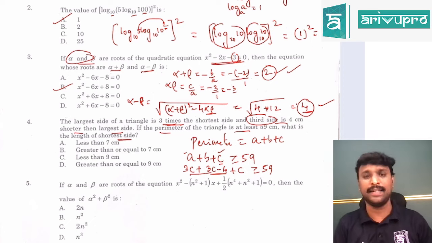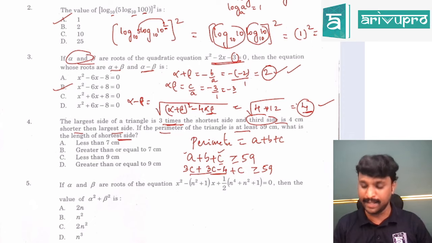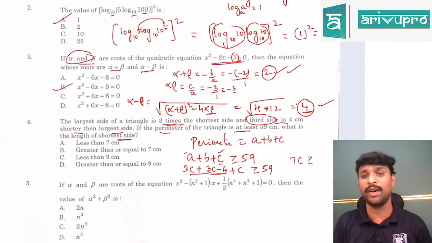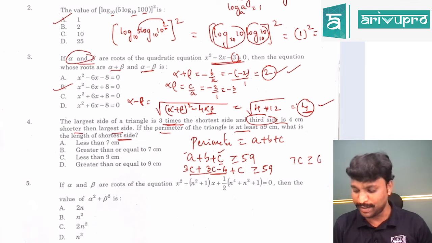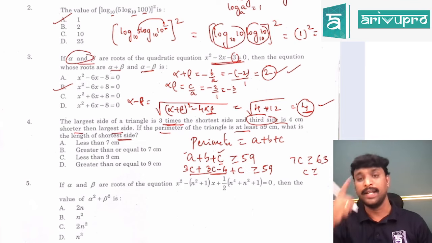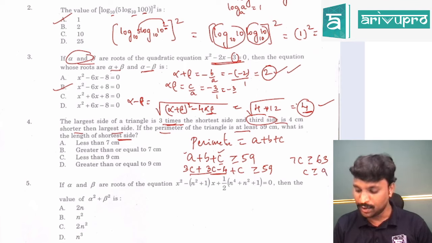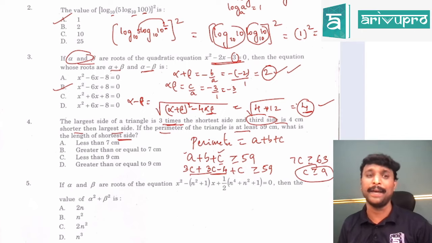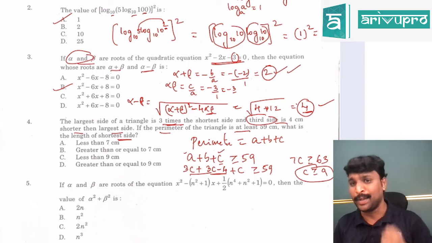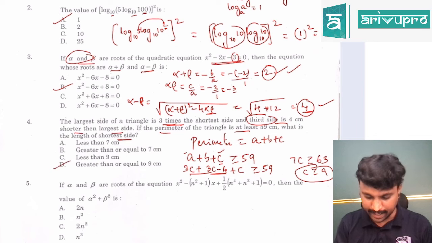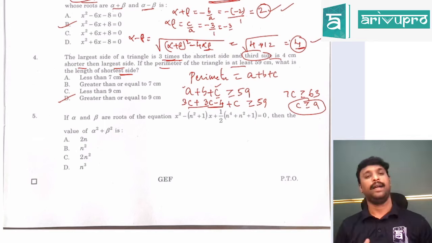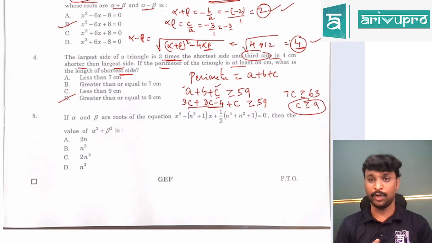Guys, 3C plus 3C is 6C, 6C plus 1C is 7C greater than or equal to 59 minus 4. See, the minus 4 taken to the right hand side becomes plus 4. So 59 plus 4 is 63. So C is greater than or equal to 63 by 7, which is 9. So the shortest side must be greater than or equal to 9, or rather you can say at least equal to 9. So clearly they have said greater than or equal to 9 centimeters. So that's the right answer. That is option D. Move on to the next question. We'll move on to the next question.